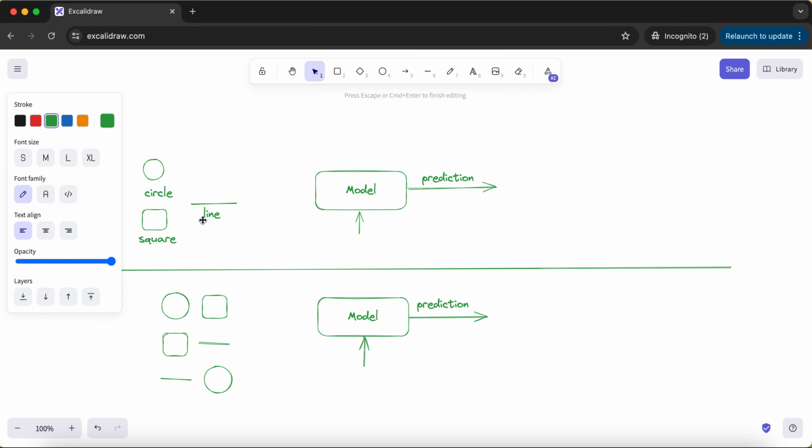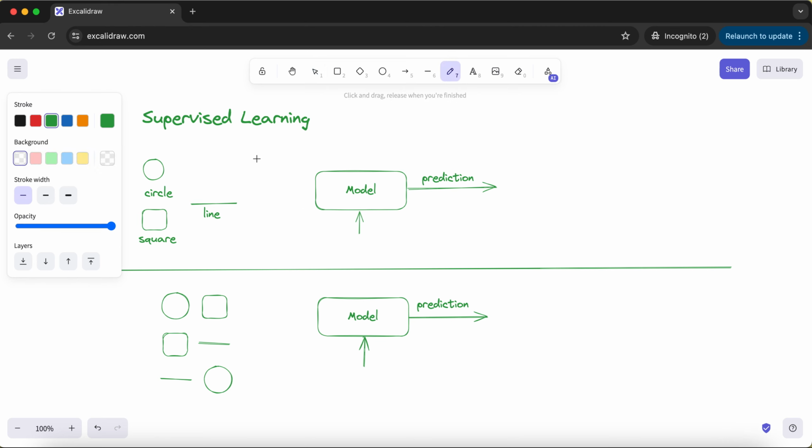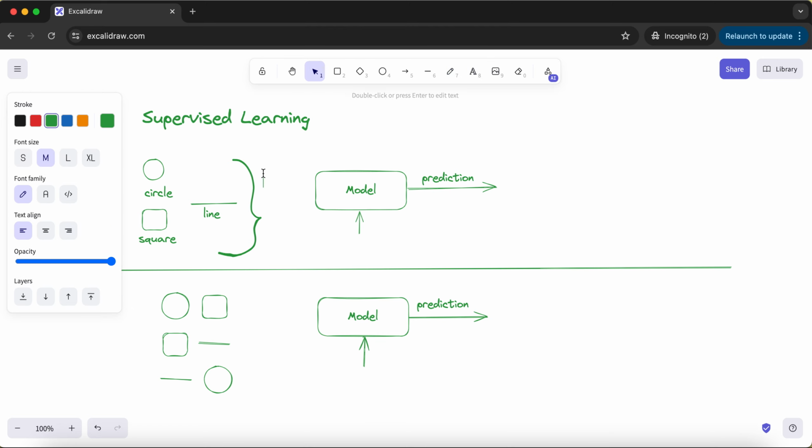So to understand this is supervised learning, and it uses this labeled data. Whatever you are seeing here is known as labeled data. These are the labels. Now let's say we have these labels, we trained our model to understand these two labels.